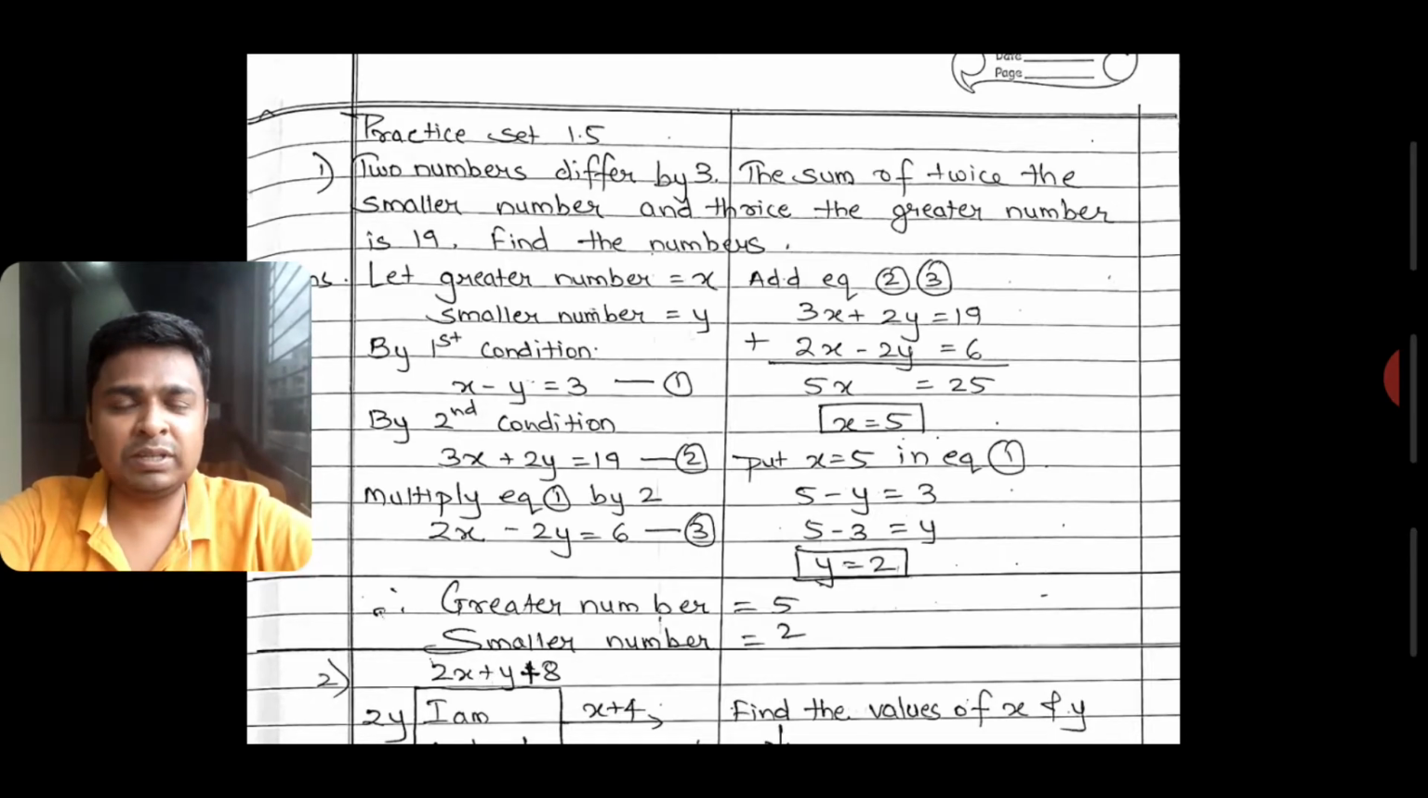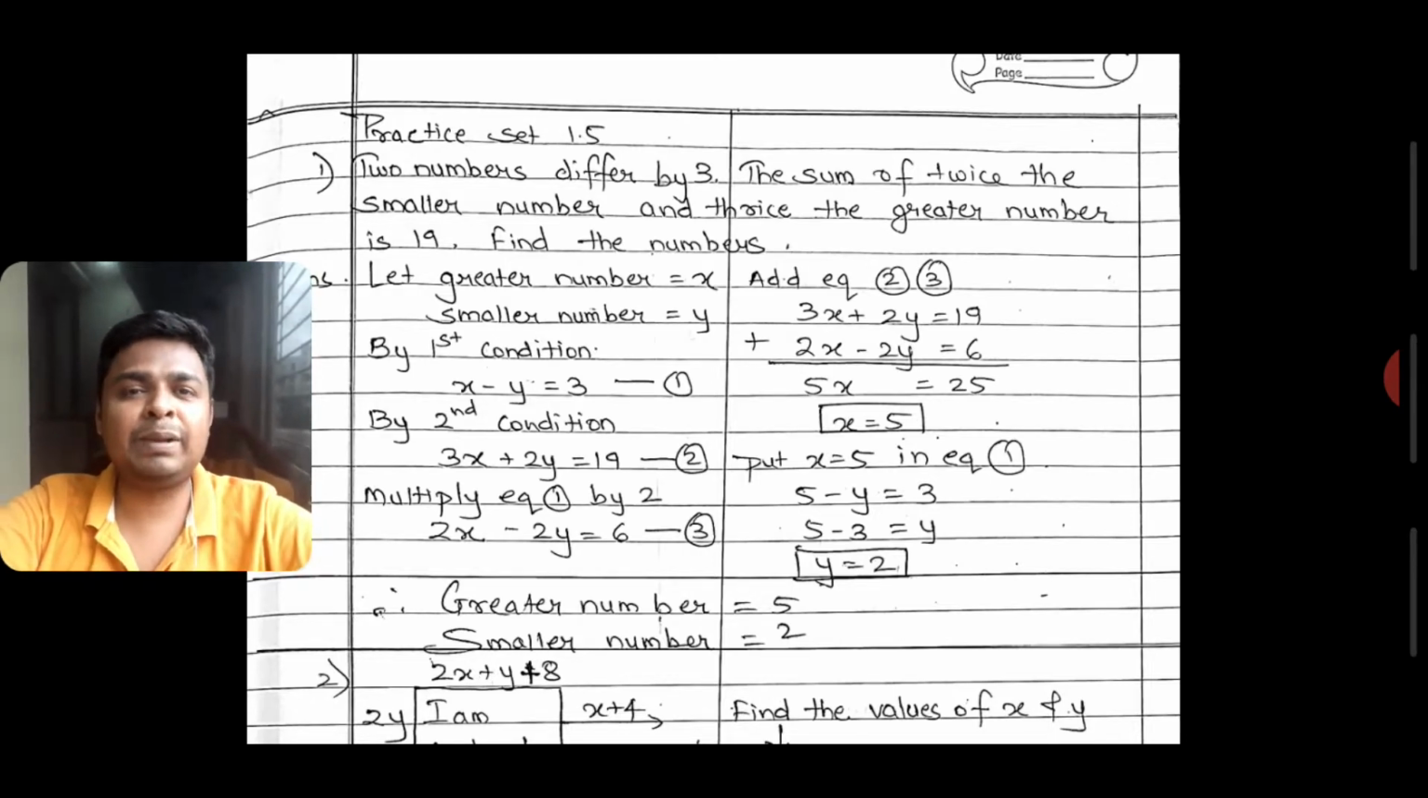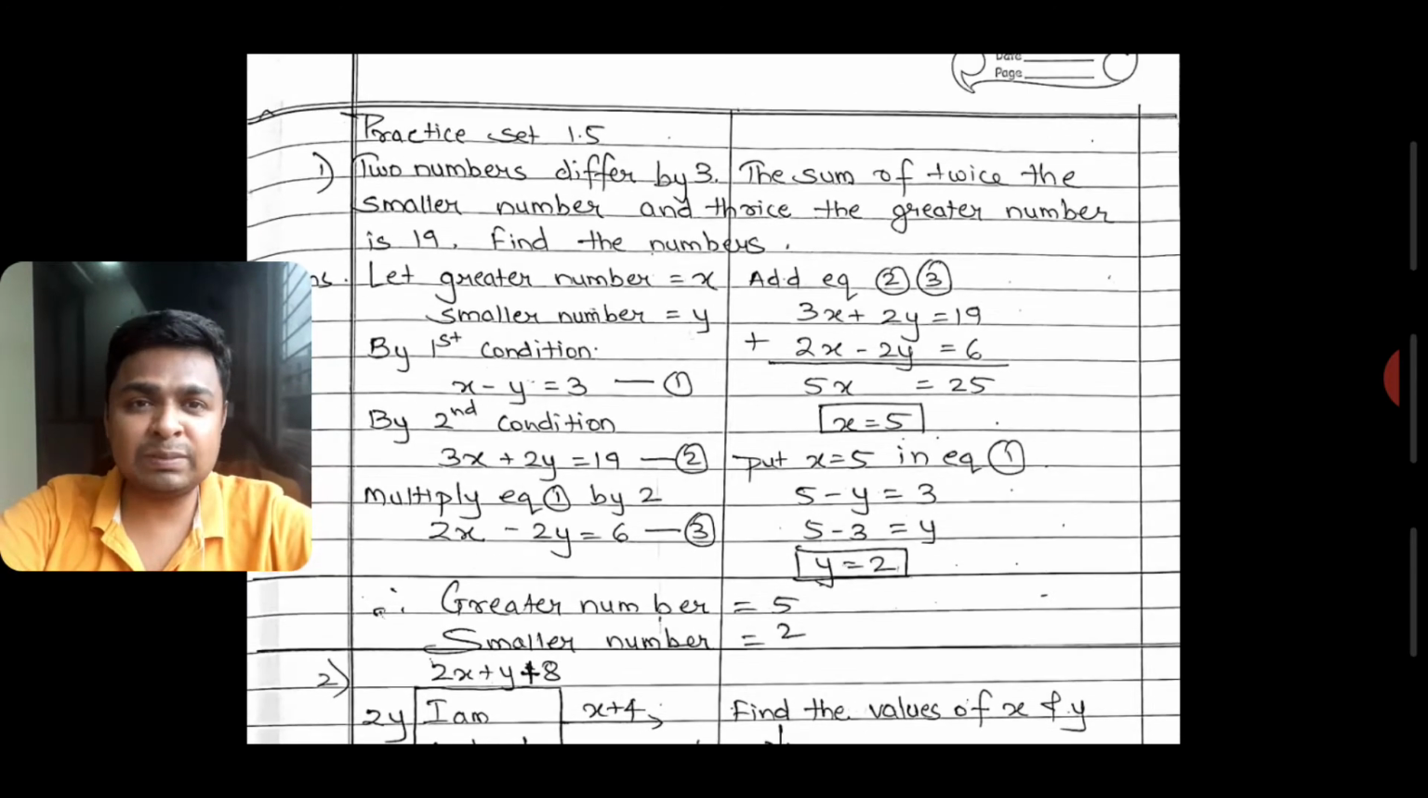Usually what we'll do is we'll take one of the variables as x and the other as y. So if it is said in the problem the sum of two numbers, we'll say x plus y. If it is said difference between the two numbers, we'll say x minus y. If it is said product, we'll do x into y.